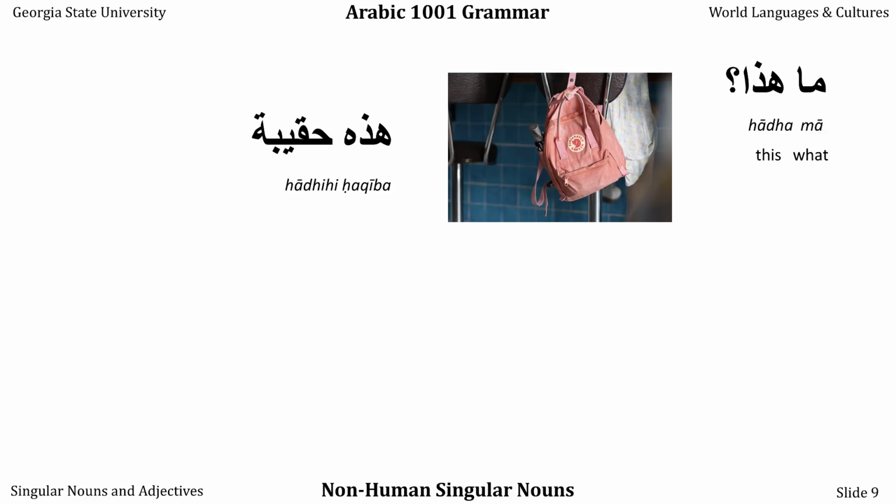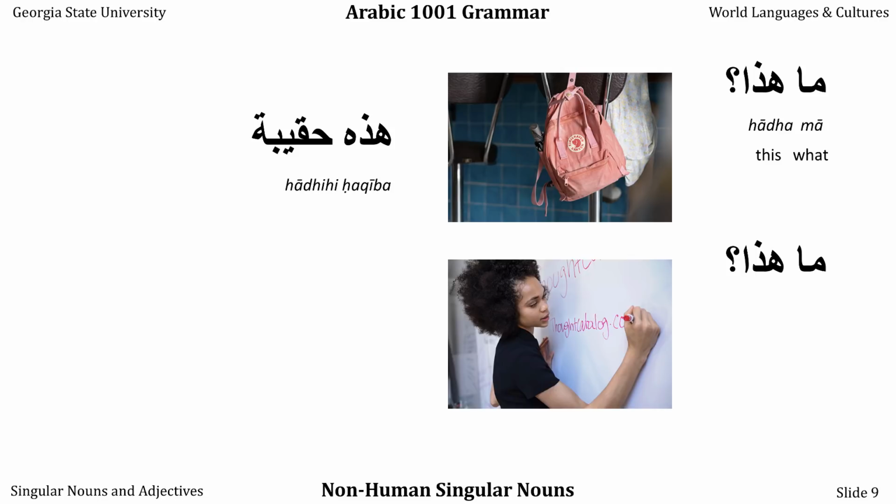Fortunately, this is pretty simple in Arabic. I'll look at another noun first. I'll say, ma hadha, what's this? We default to masculine in Arabic, so I'm going to use the masculine gender when I just say, what's this, in general. And what is she writing on? Hadhihi sabura. And a sabura is a blackboard or a chalkboard or a whiteboard.